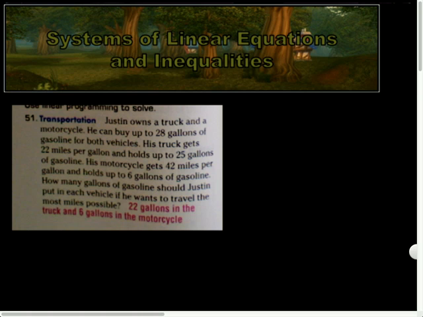We're talking about reviewing for our test on matrices, linear programming, solving systems, all of that good stuff. And here's question 51. It's on page 122 of our text.